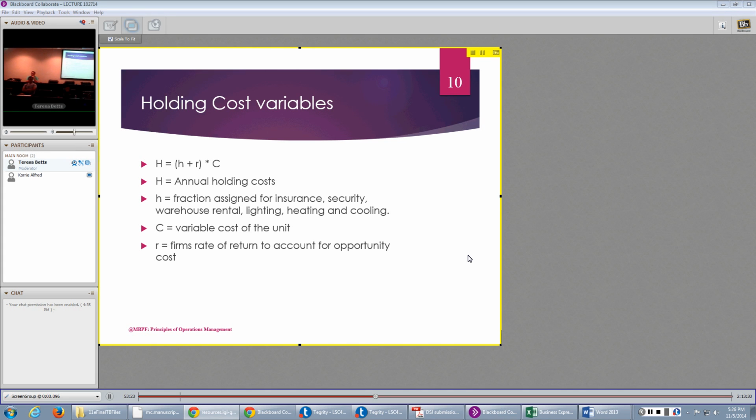So think of R as like your interest rate. So truly, when interest rates are low, your holding costs are less, and so it isn't as large of an issue to hold inventory. However, you still have the insurance, security, warehouse rental, and all of those things that have to go along with it. So in this case, their variable C is what we used to have for U, and then our C sub I is what they have for H plus R, if you remember that from 343. So holding cost variables.